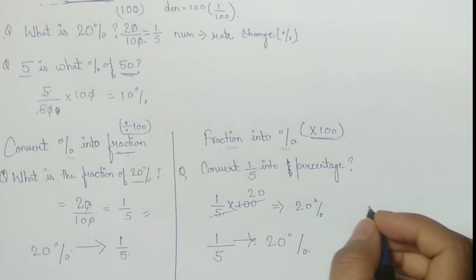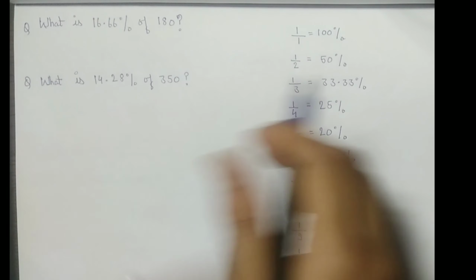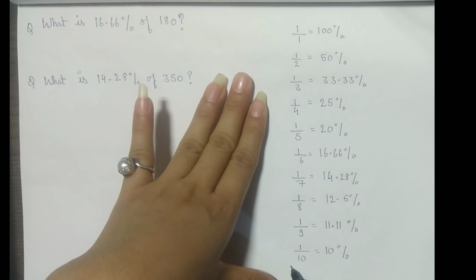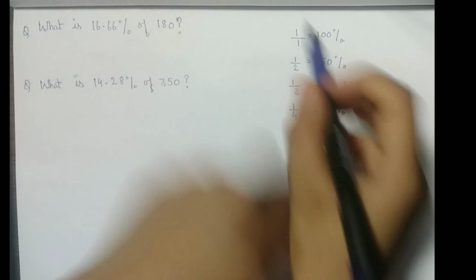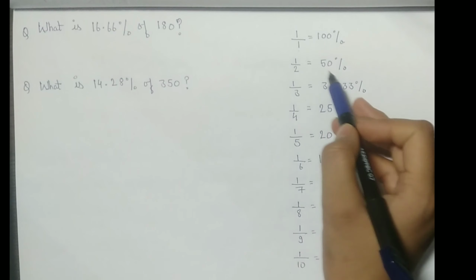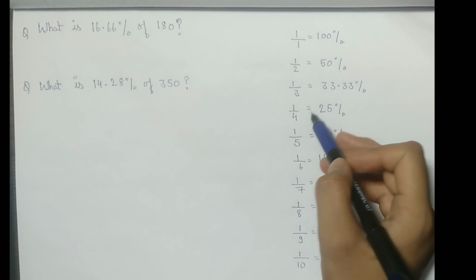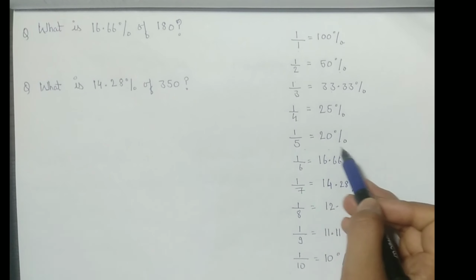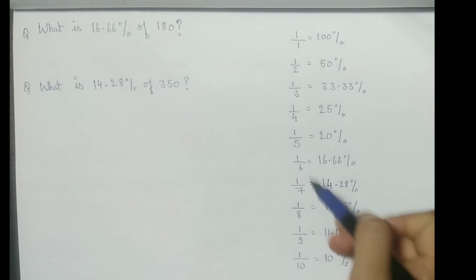Now move toward the next concept. Our next part is that you should memorize the fractions from 1 to 100 with their values in percentage. So 1 by 1 is 100%. 1 by 2 is 50%. 1 by 3 is 33.33%. 1 by 4 is 25%. 1 by 5 is 20%. 1 by 6 is 16.66%, and so on.